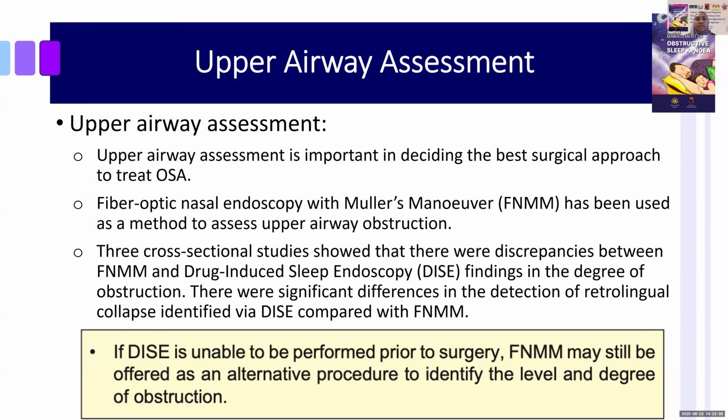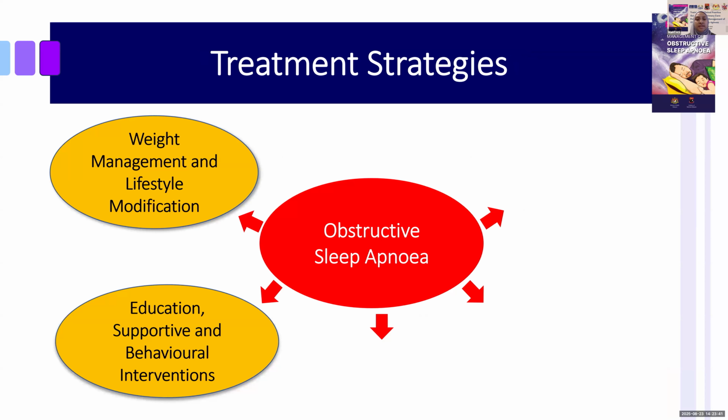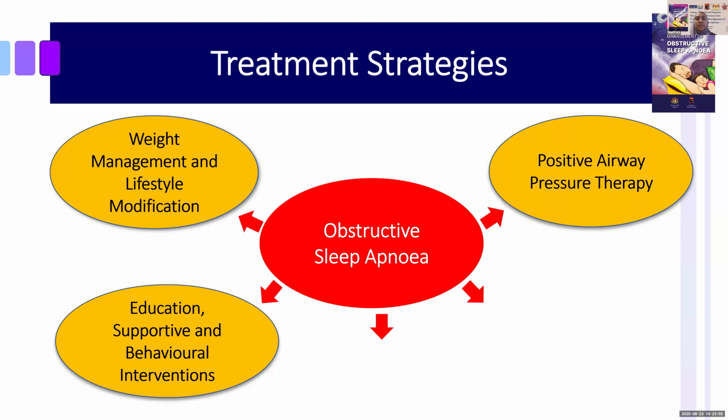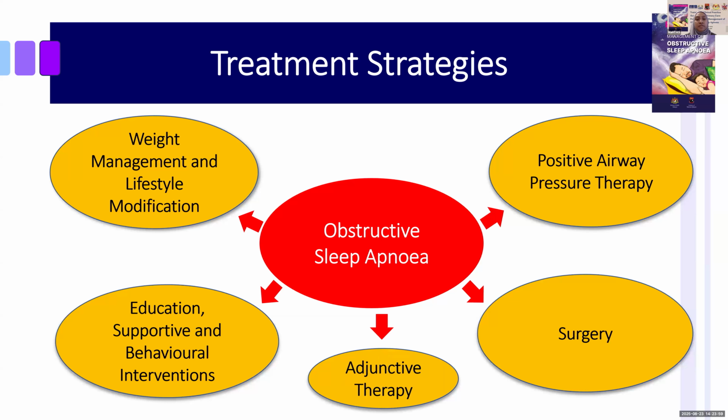Moving on to treatment strategies in OSA. In OSA, we have divided our treatment strategies into different groups. Firstly, it's weight management and lifestyle modification, education, supportive and behavioral interventions, positive airway pressure therapy, surgery, and also adjunctive therapy.